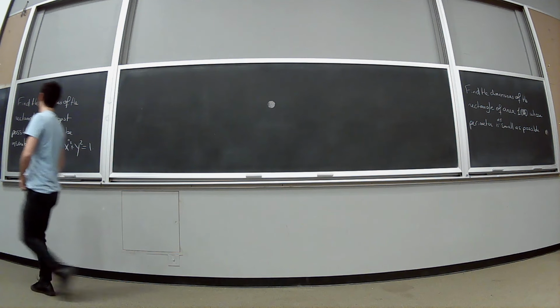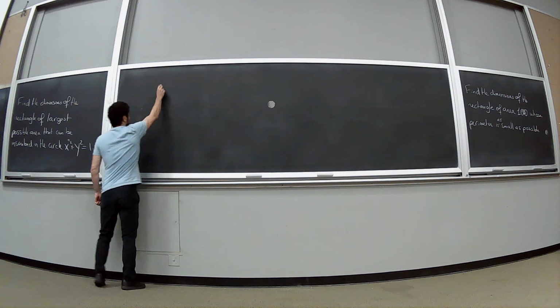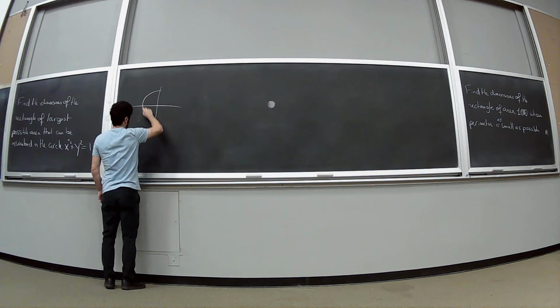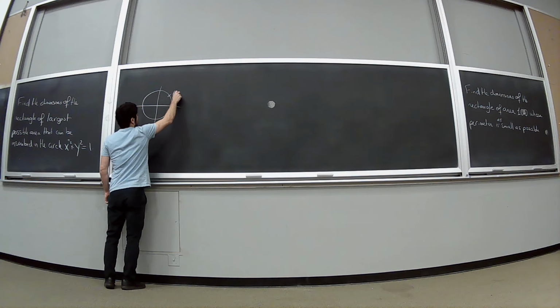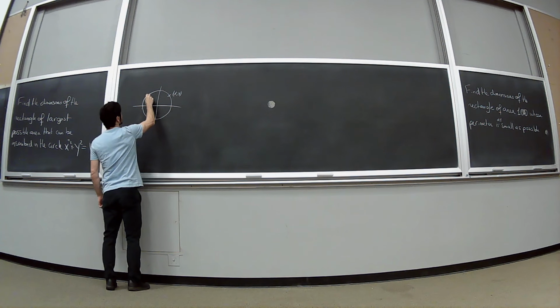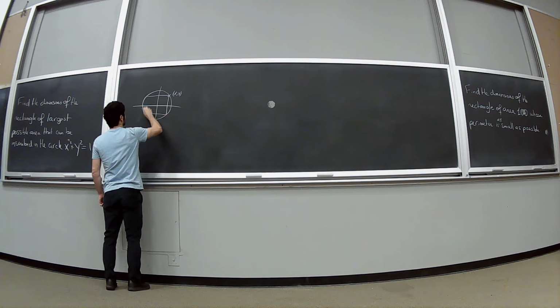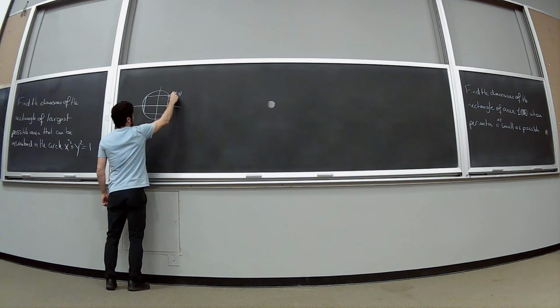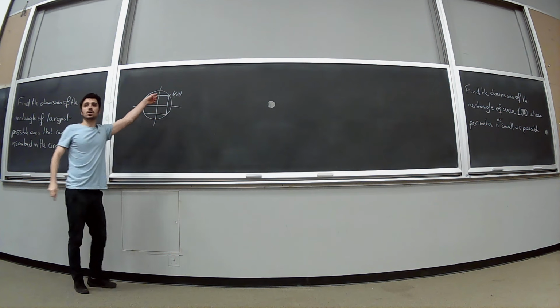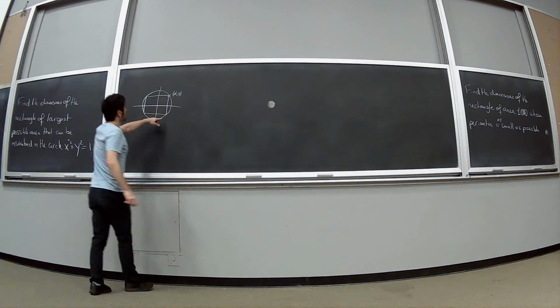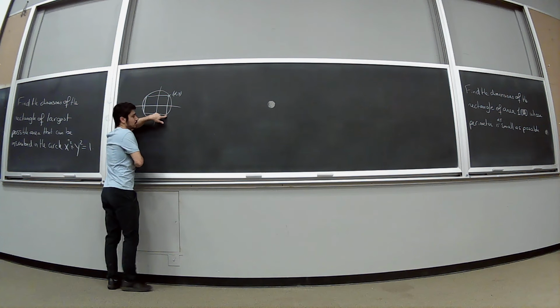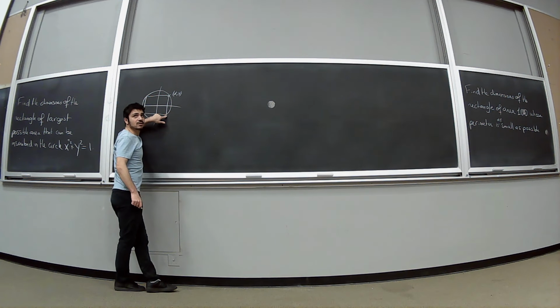Okay, so find the dimensions of the rectangle of largest possible area that can be inscribed in the unit circle. So I have my unit circle here, and I have the vertex of the rectangle (x, y), the first vertex, in the first quadrant. Now, what is this vertex? What are the coordinates of this point?